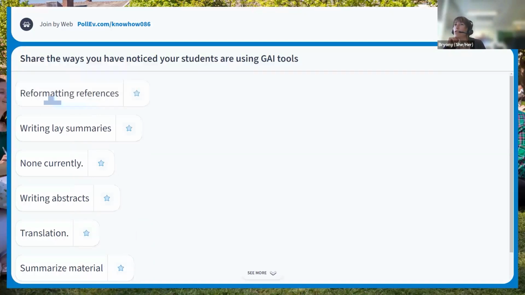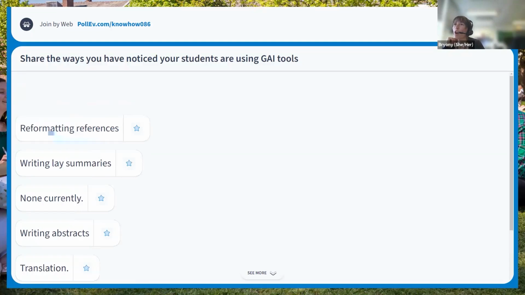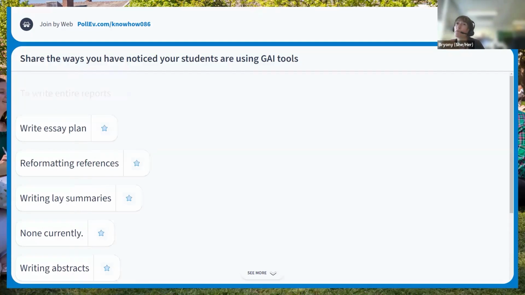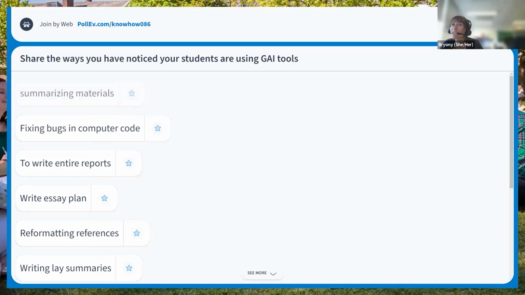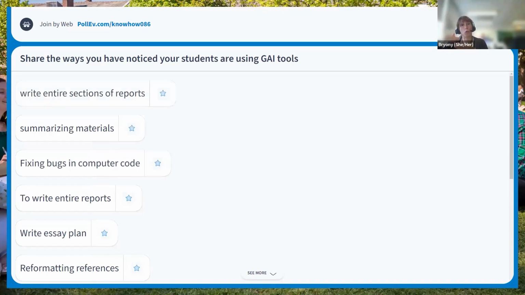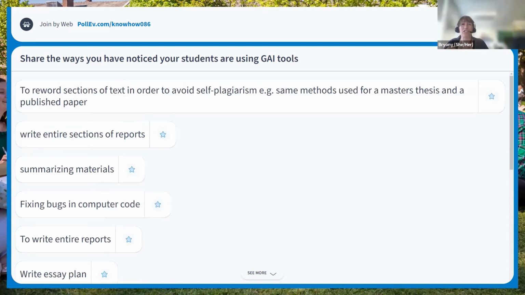So we are getting some interesting things through, some of which are similar to what we found in our study. So summarizing, for example, yes, we've got someone writing an essay plan, someone saying none currently, interestingly, perhaps they're not allowed to use it in that particular subject as well. I noticed someone said about writing an abstract. Maybe that's genius because you put all the work into writing your main report, for example, and then you need to try and find a way of condensing it. So maybe it's a good starting point to help you do that.